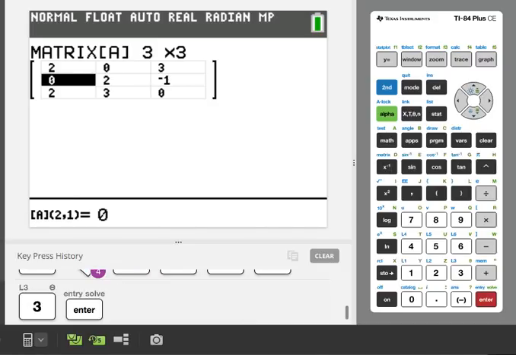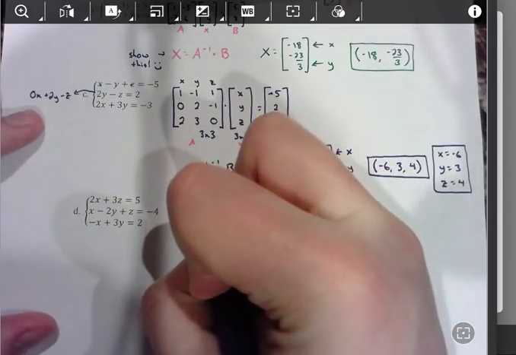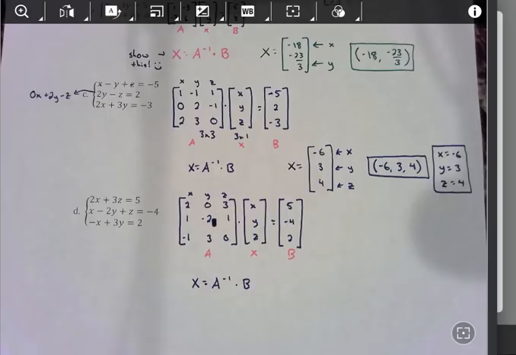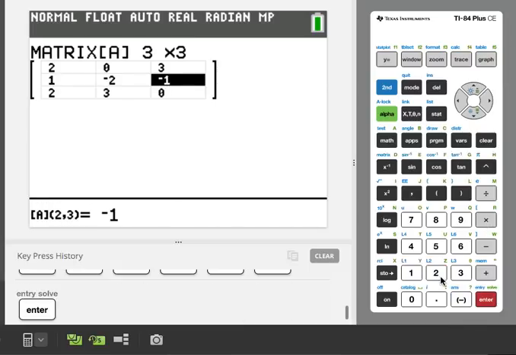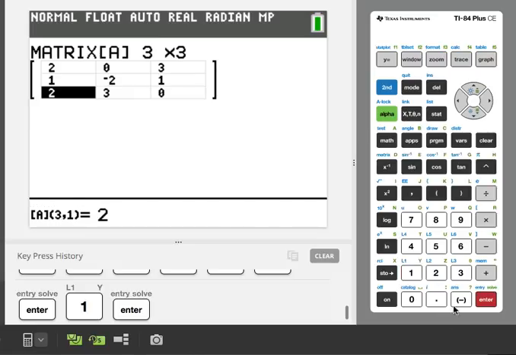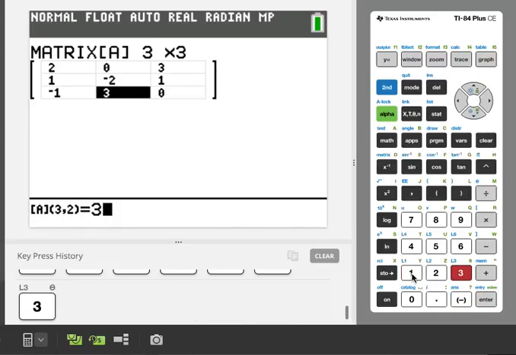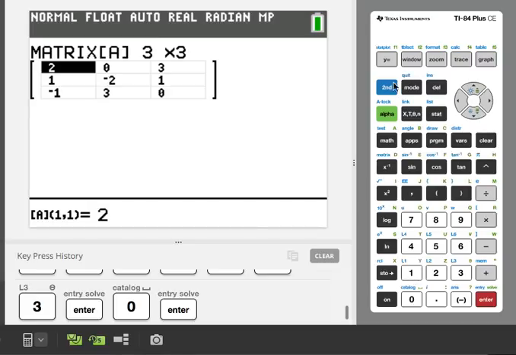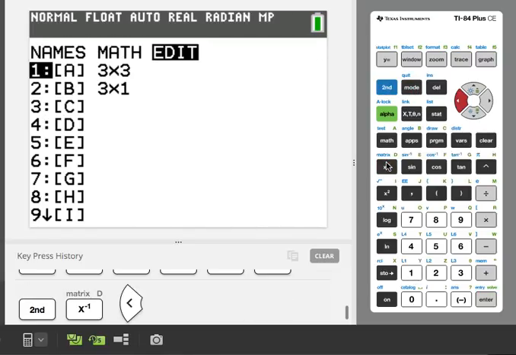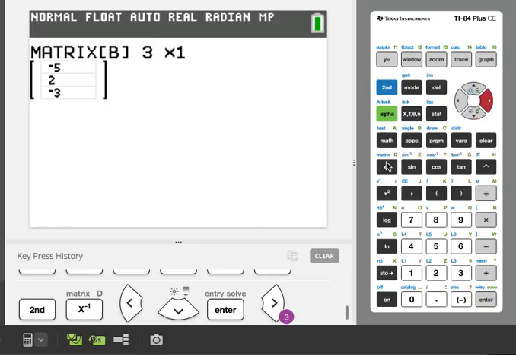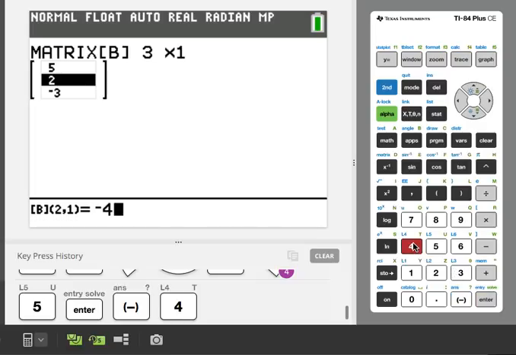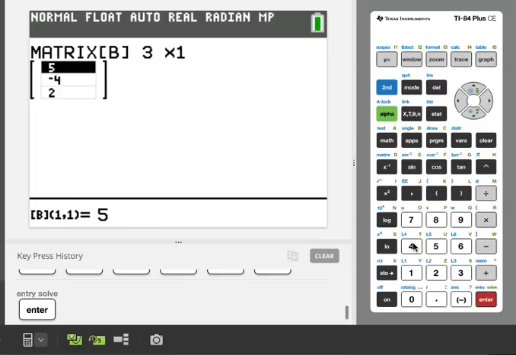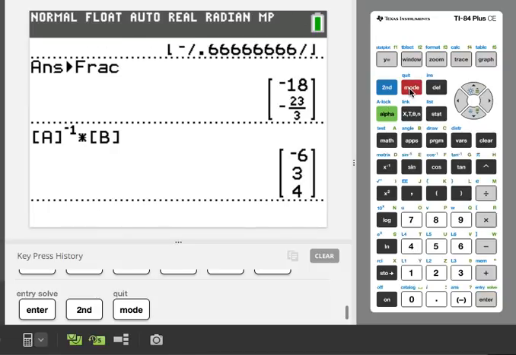I just realized as I was typing this in, I don't know why I wrote negative 2y. It should just be negative 2. My bad. So we should have 1, negative 2, 1, and then negative 1, 3, 0. Then we're going to quit. We're going to go back to edit, down to B, 3 by 1, 5, negative 4, and 2. We can quit.